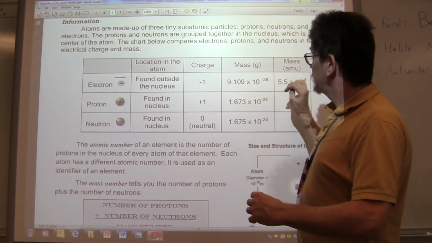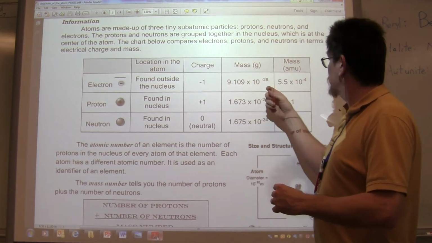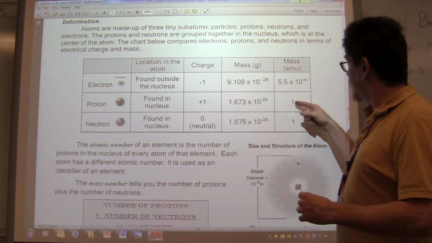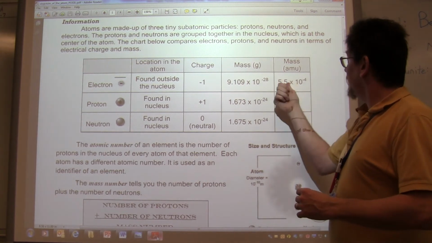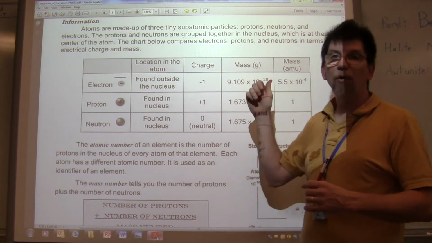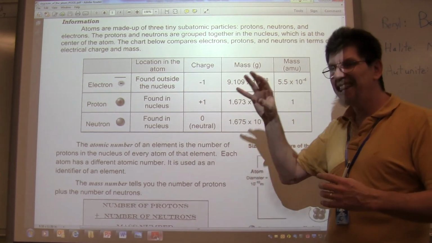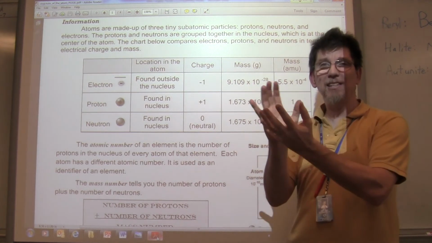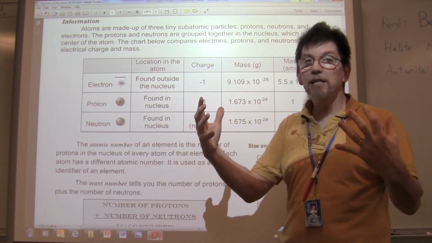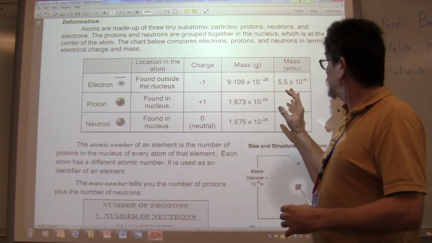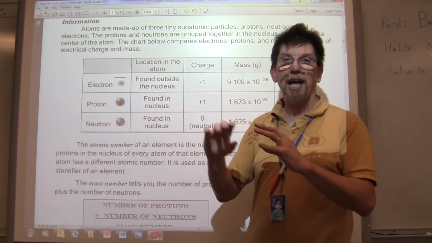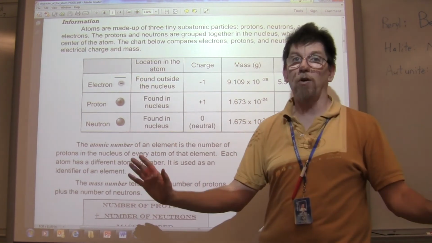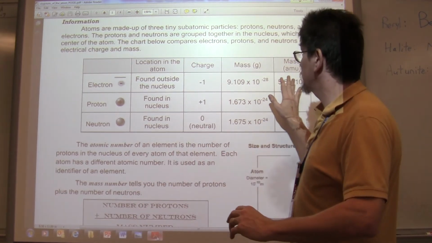Let's talk about the electron. When we look at its mass compared to a proton or a neutron, it is 10 to the negative fourth smaller, which is about 10,000 times. A proton and a neutron are about 10,000 times more massive than an electron. So much more so that electrons aren't counted into the mass of the atom at all, especially for our purposes here.